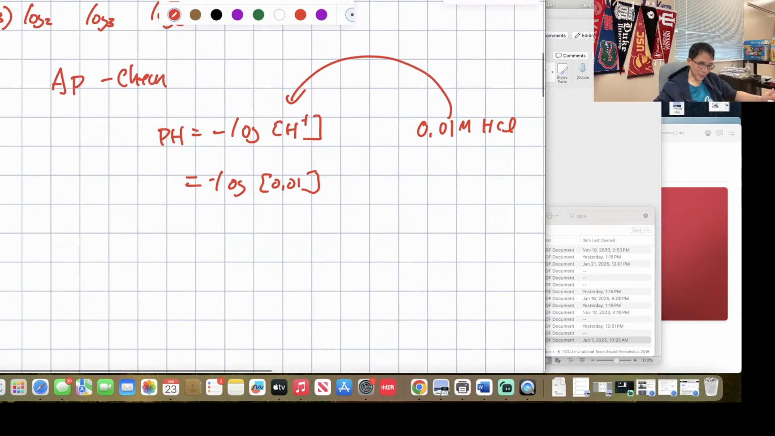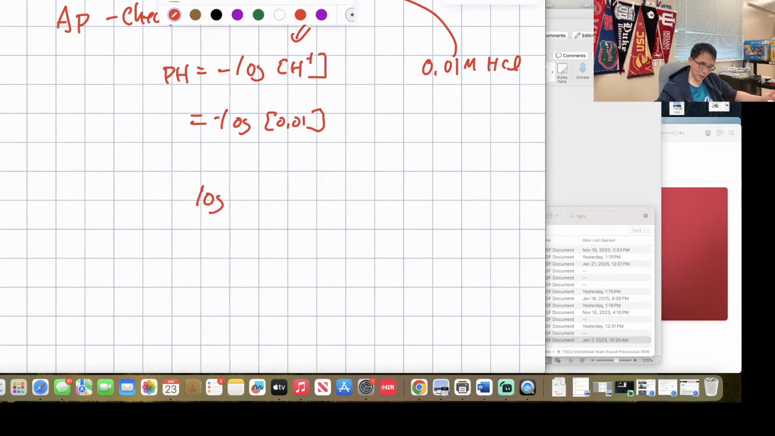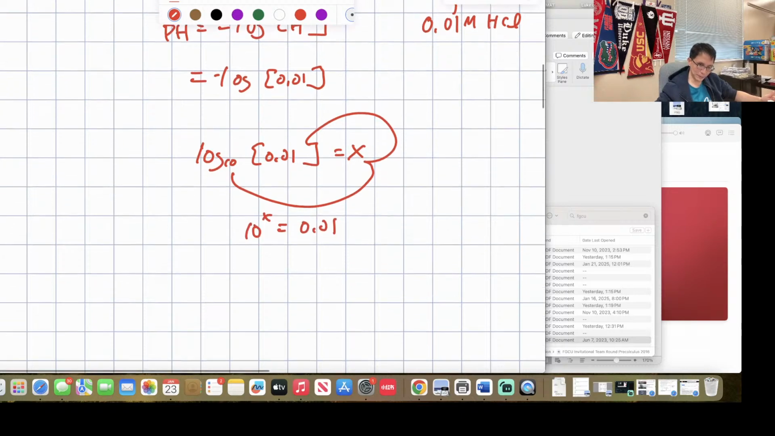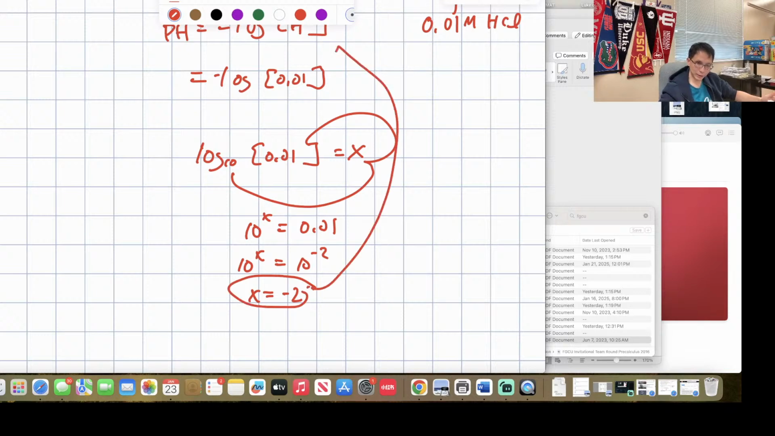Now, what is the pH of this? Well, this means log base 10 of 0.01 is equal to x. So you draw a sideways heart, or 10^x equal to 0.01, and 10^x equal to 10 to the negative 2. x equal to negative 2. And you plug it back in here, negative times negative 2. Then your pH is equal to 2. And that's how you find the value of pH.